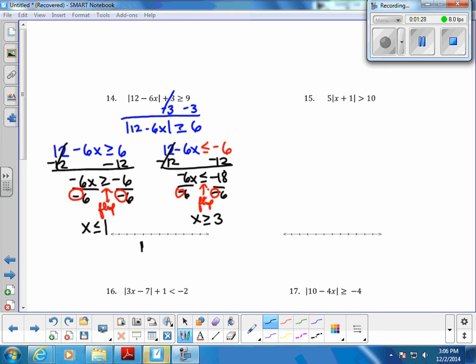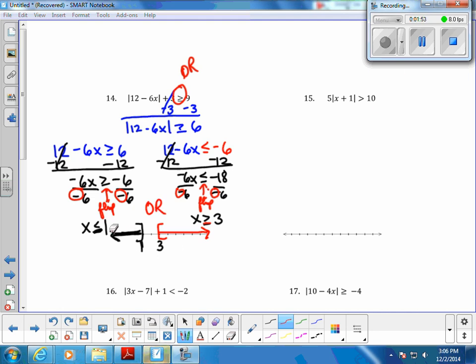I have a 1, I have a 3. This bar means a bracket, so x is less than 1. This bar on this side means a bracket on the 3, and it's greater than. The original problem points to the right, so it's an or. So I come back down here, and or says if it was ever colored, it's part of the answer.